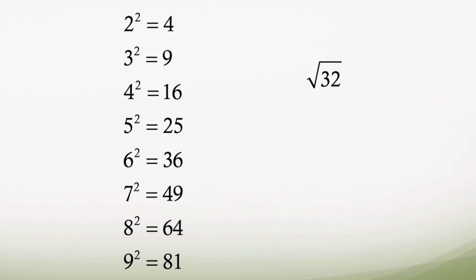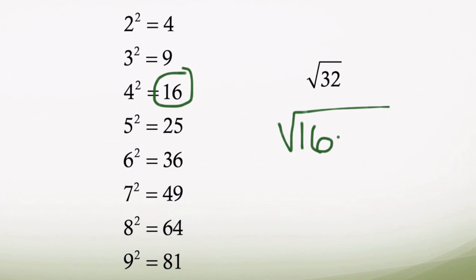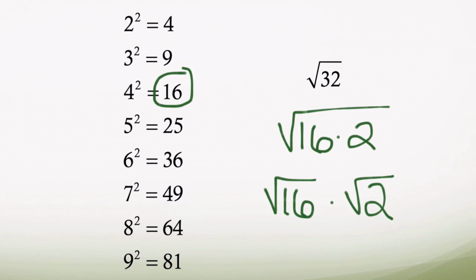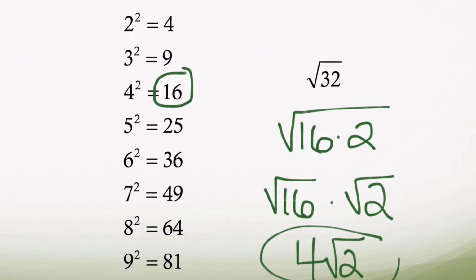Next, the square root of 32. So again, I look at my list and I say, all right, which number is going to divide evenly into 32? Well, that's going to be 16. So I have the square root of 16 times 2, which is the square root of 16 times the square root of 2, for 4 times the square root of 2.